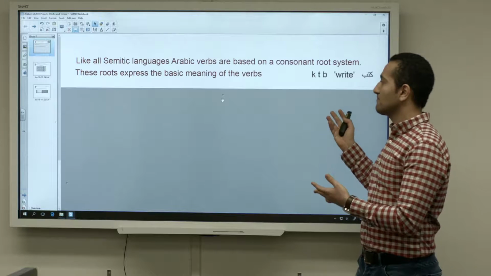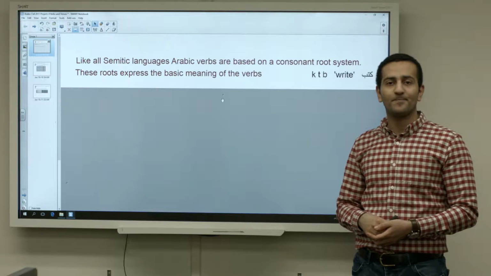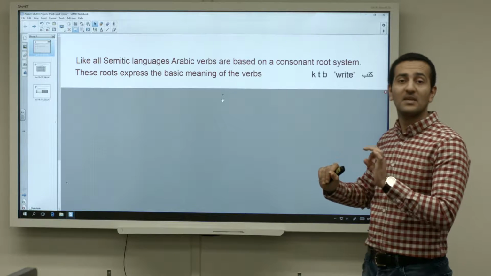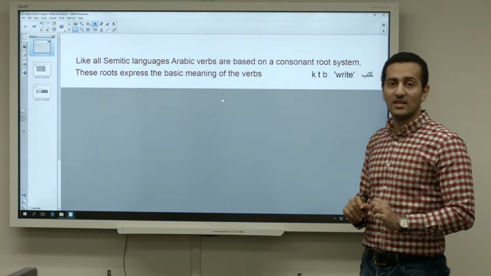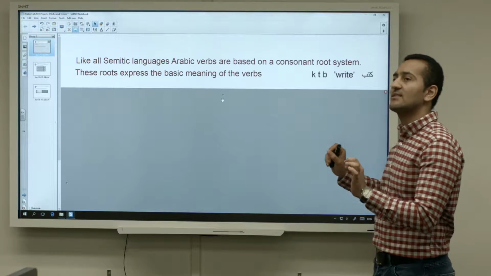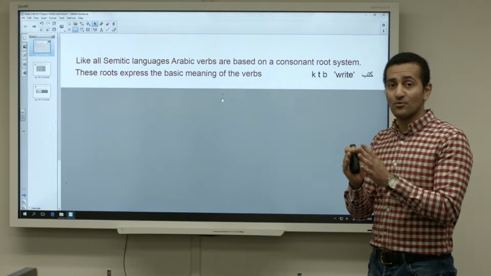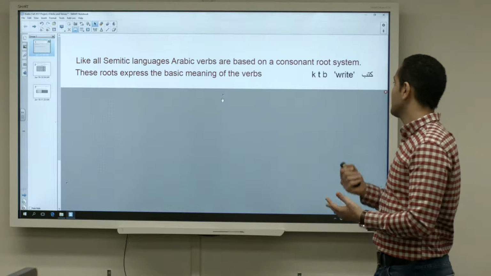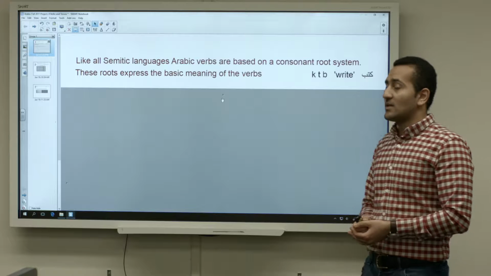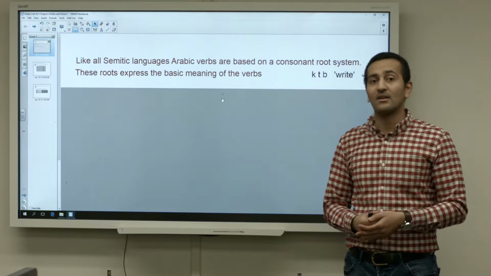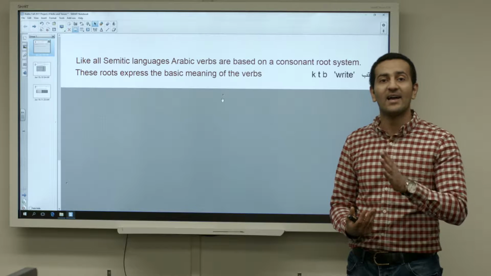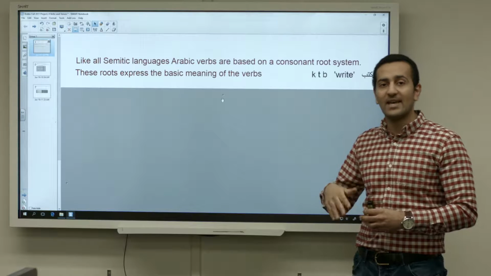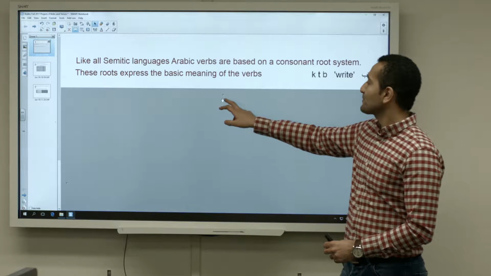For example, the word kataba. We have three letters in this. Three consonant letters, three consonant sounds. We can add them together. This is the root. We can add them together and we'll create a word, kataba, which is wrote in the past. And we can make something else you are familiar with: kitab, book. We added a, kitab. So the root is the basic verb or the basic word, and then we add to it to create different words.